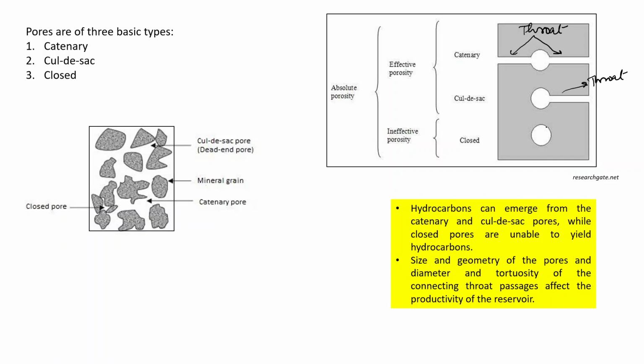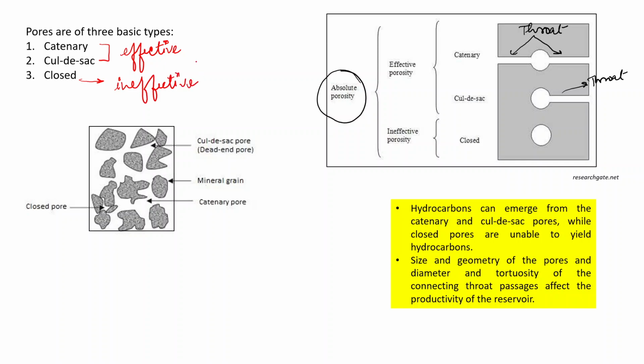These three pores constitute the absolute porosity, while the effective porosity is constituted only by the cul-de-sac and catenary pores. So this is the effective porosity. Why effective? Because this is effective in the transmission or the movement of the fluid through these pores, while the closed pore, which does not have any communication with the other pores, is called the ineffective porosity.